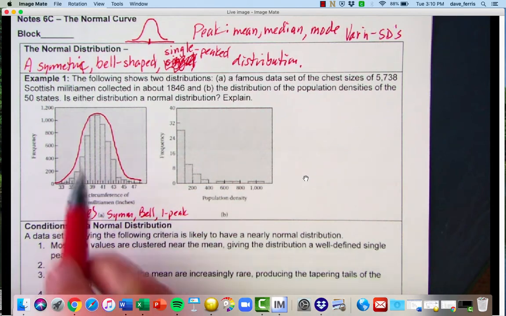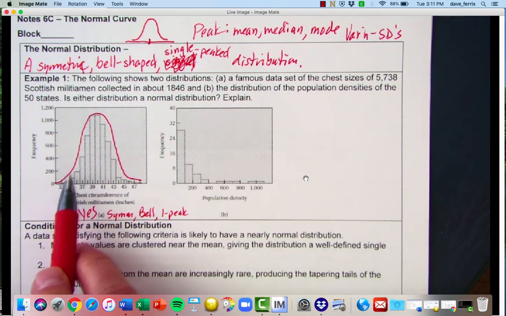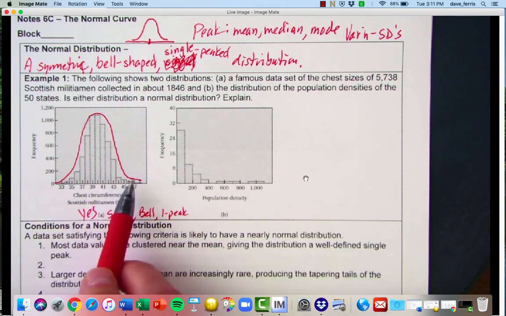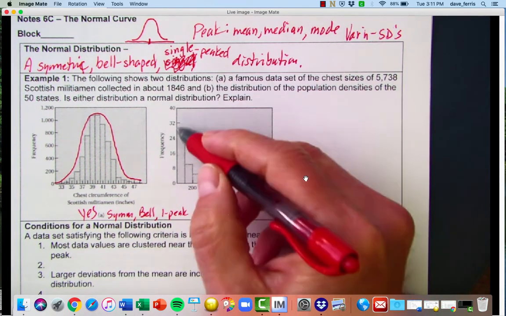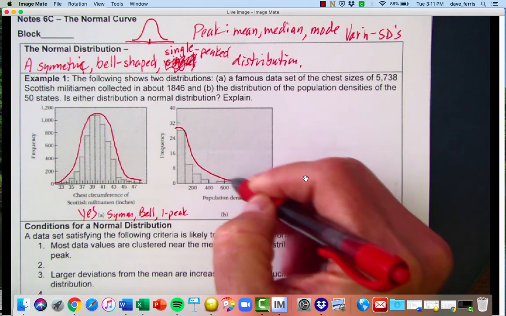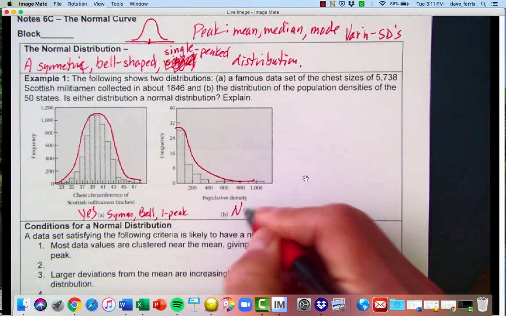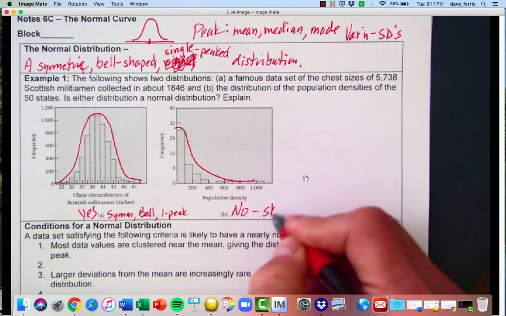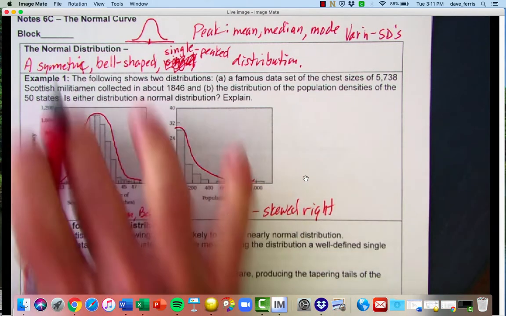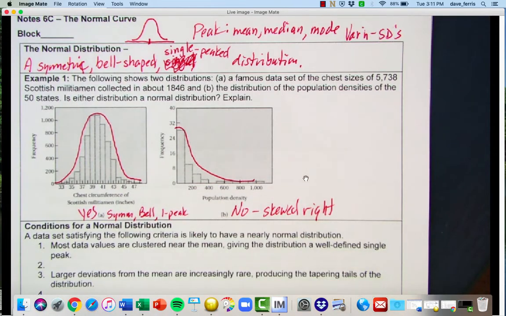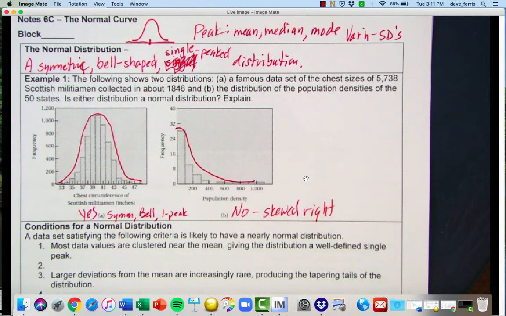And when you think about it, these are chest circumferences of a bunch of Scottish men. And a lot of measurements like this, where you're measuring something like height or weight or even finger length, foot length, that sort of thing. Typically, if the variation from what's typical is random or chance-like, and you have some high and some low, but they're not that many, that's the kind of data that will tend to be a normal distribution. Now, population density, clearly, if you superimposed a curve on here, this is not. This is no. And the main reason is it's skewed right. Skewed right distributions are not symmetric. Those are incompatible with each other. So because it's skewed right, that cannot be a normal distribution.